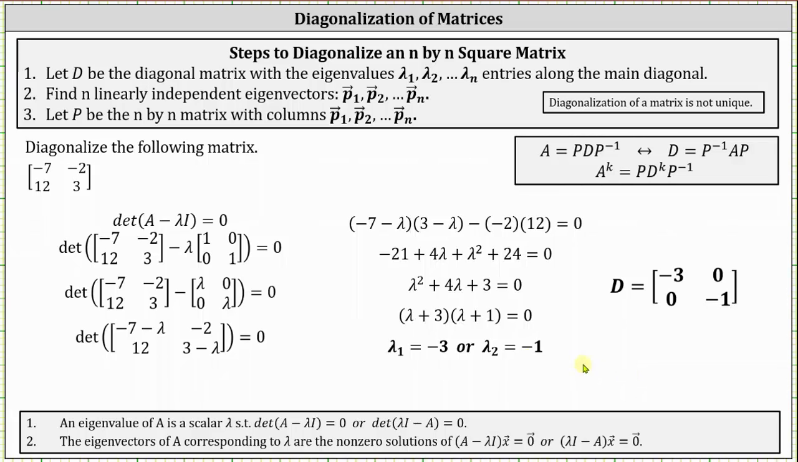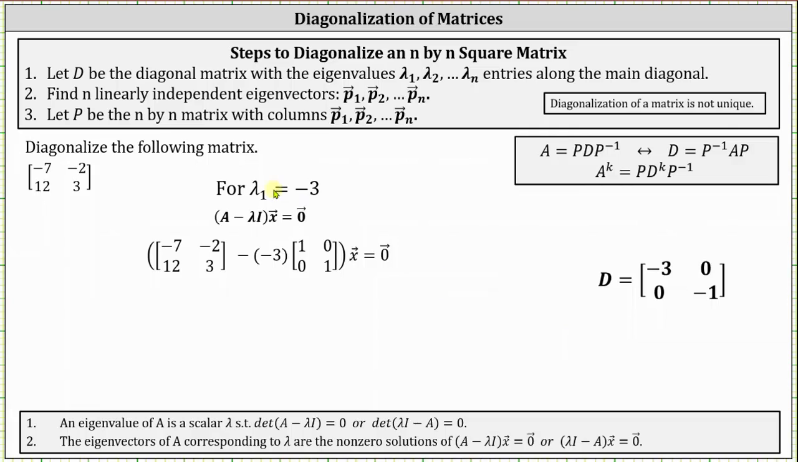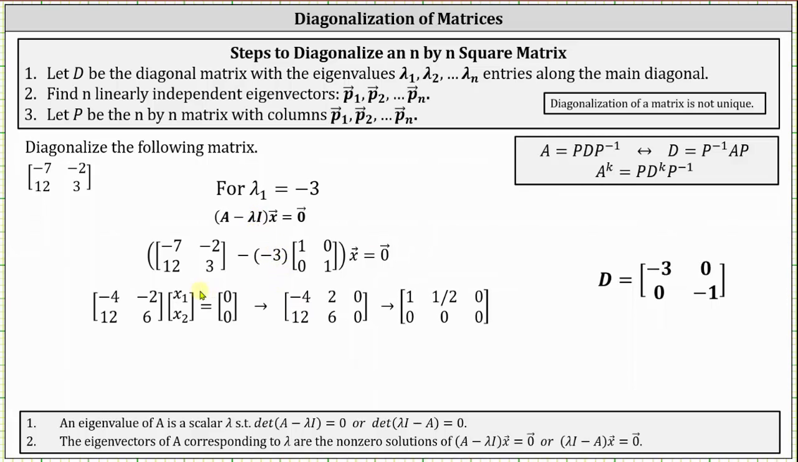The next step is to find the two corresponding eigenvectors to form matrix P. So for lambda sub 1 equals negative 3, to find an eigenvector, we need to solve the equation, the difference of matrix A and lambda times the identity matrix, times vector x, where vector x is an eigenvector, equals the 0 vector, which I've set up below. Notice how I substituted negative 3 for lambda. Next, we can write the matrix equation.